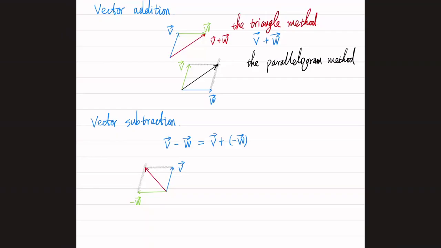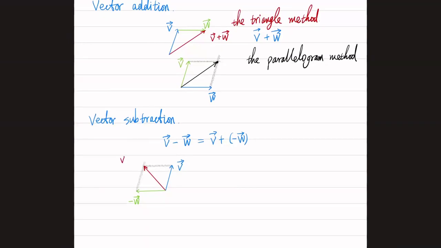Question. Yes. Will the triangle method work with this one? They both work. So this will be V plus negative W. Okay, so I tried this parallelogram method. You can try the triangle method.